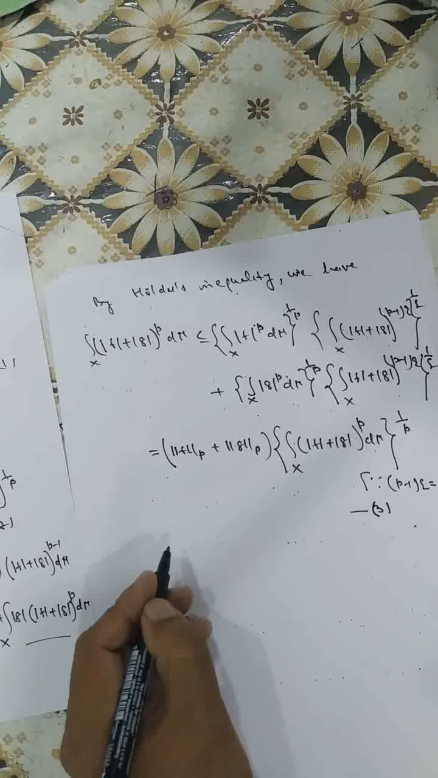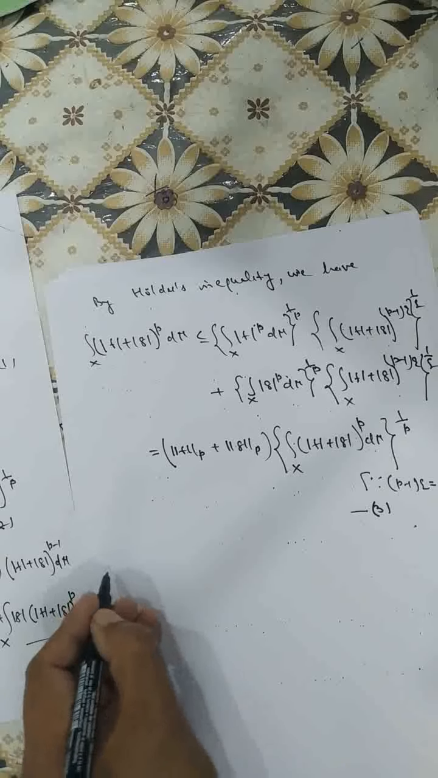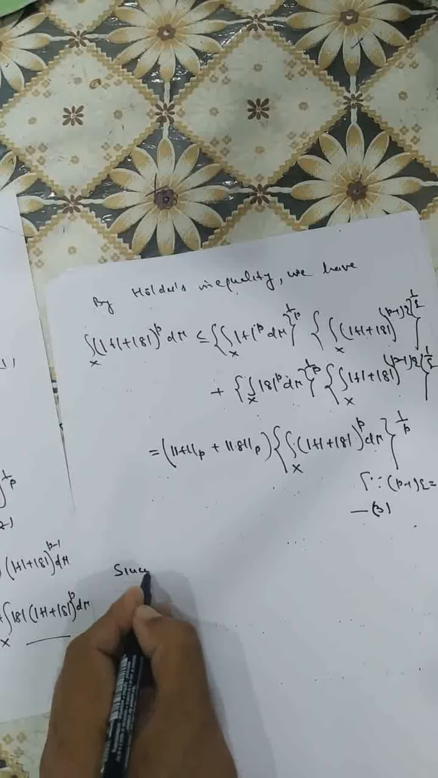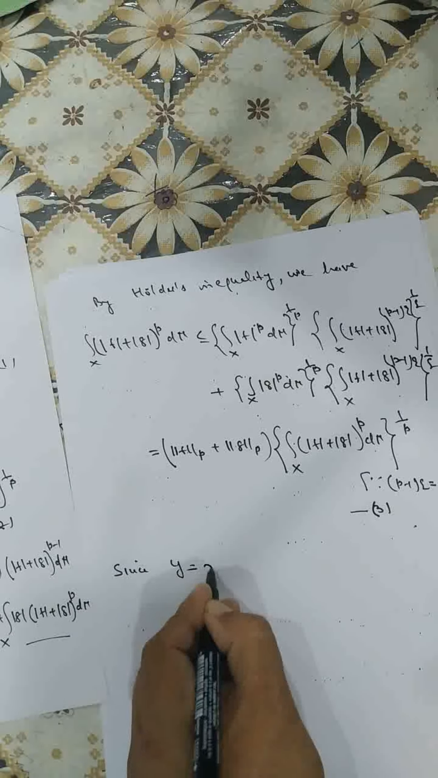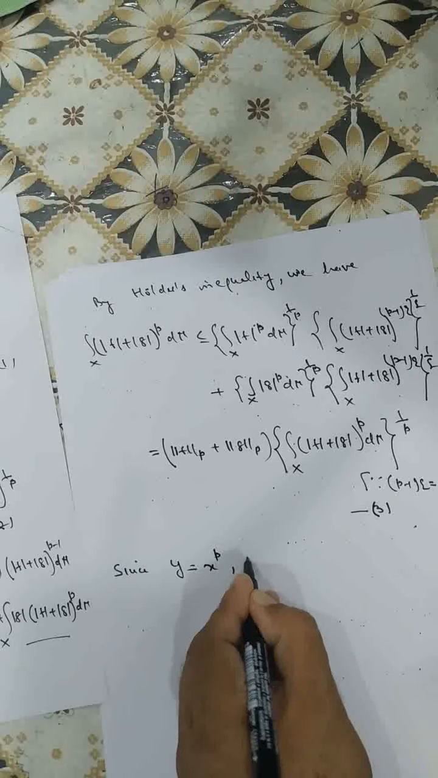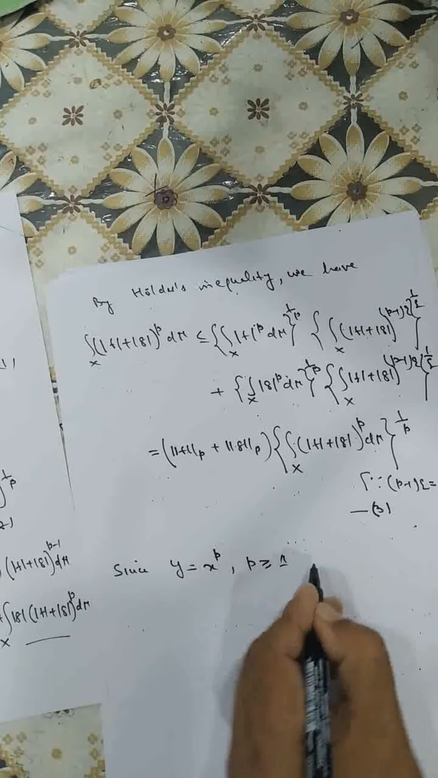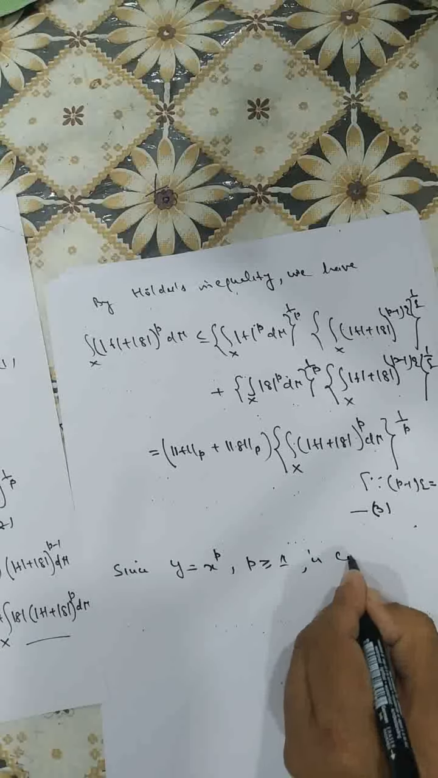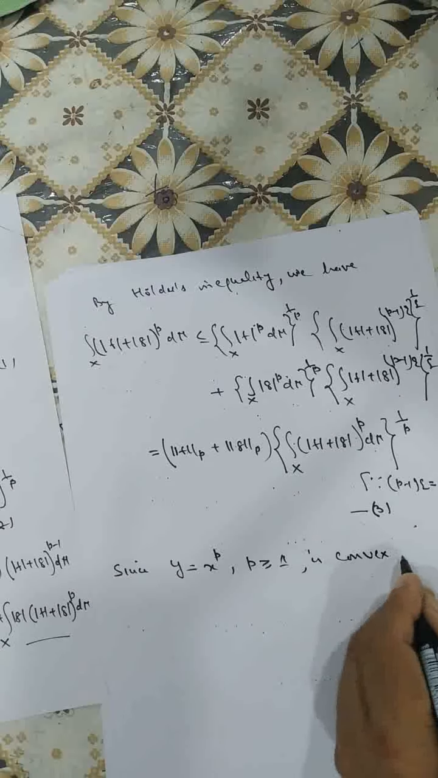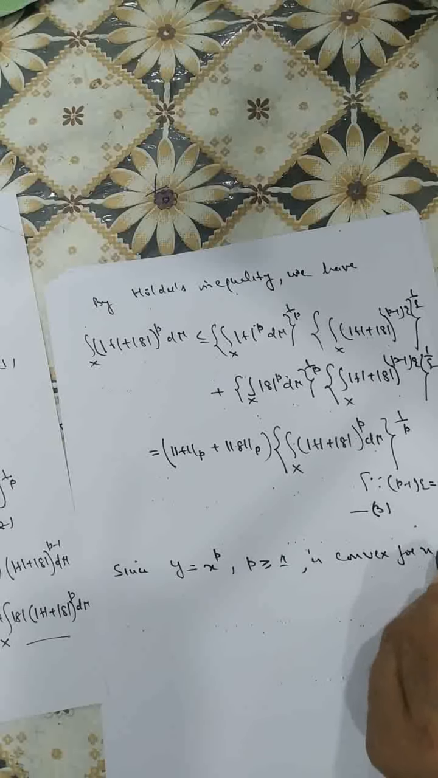Okay. You know, since y = x^p is convex for x greater than or equal to 0.